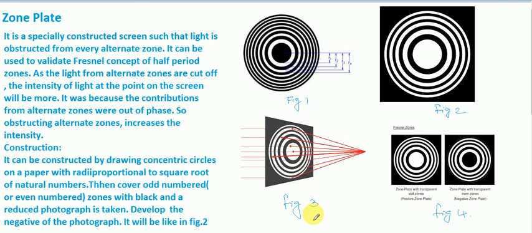As I told, the main function of this is to verify Fresnel's half period zone concept, and also later in this discussion we can find that a zone plate actually works similar to a lens. Let us go to that in detail after this discussion. Now let's continue with the zone plate.